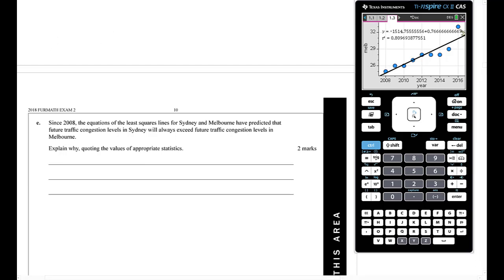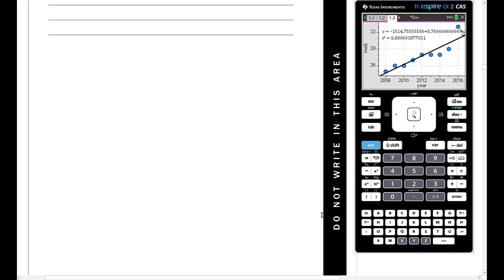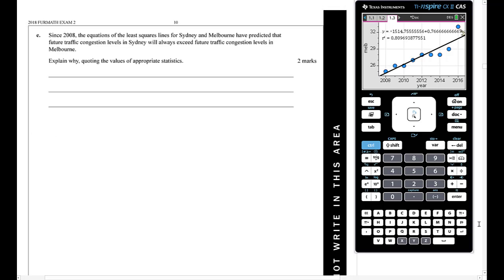So let's go to the next part of the question. Okay. So let's have a look. Oops, sorry, wrong spot. And what we're looking at in this question is, since 2008, the equations for these least squares lines have predicted that the future traffic congestion levels in Sydney will always exceed those levels in Melbourne. Explain why, quoting the values of appropriate stats. This one, when it says this, you need to use the numbers that you've been given. If you do not use the numbers you've been given, you won't get the marks.